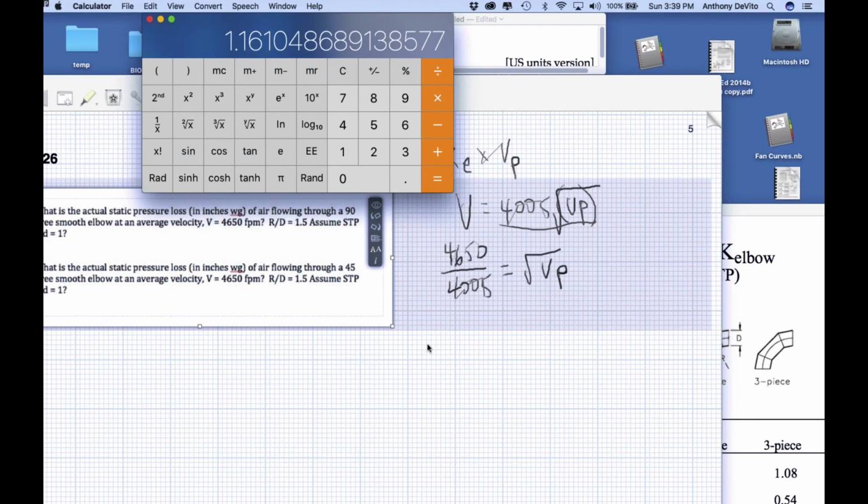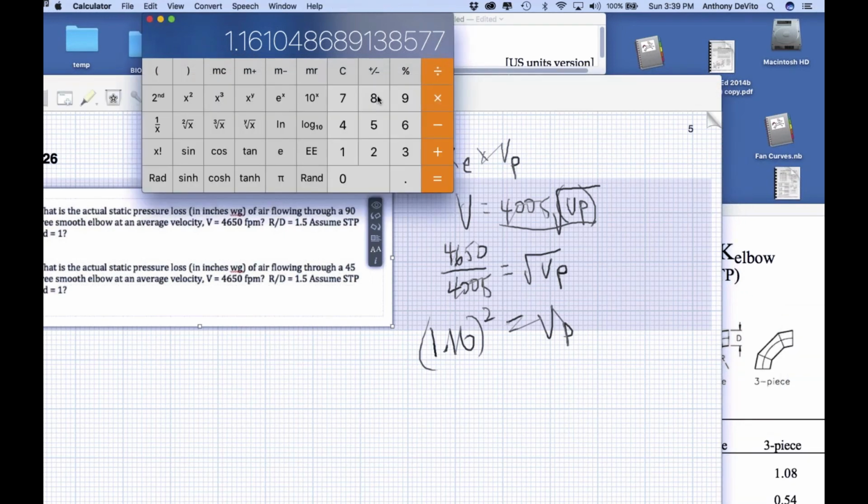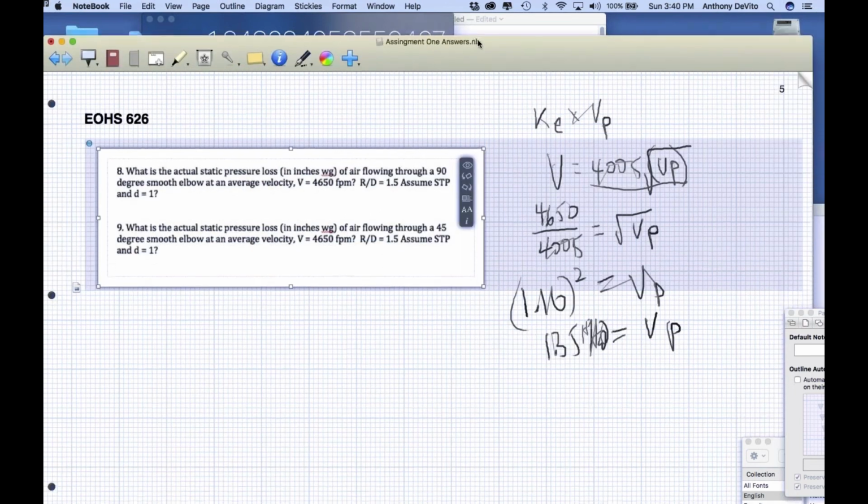And now, in order to figure this out, I'm going to square both sides in order to get the velocity pressure. It's going to be 1.116 squared. Square both sides, wind up with velocity pressure on this side, and that quantity squared. I'll actually multiply it by itself, and I think there it is, 1.35, I'll call it. So our velocity pressure is equal to 1.35. And of course, the units are inches of water, because of that conversion factor for the 4005.